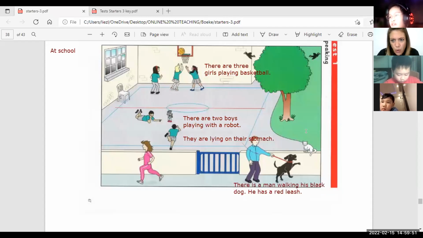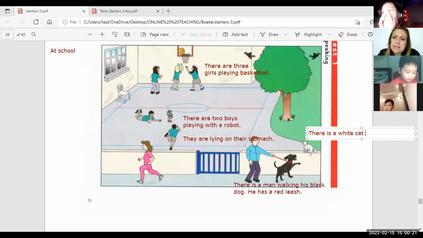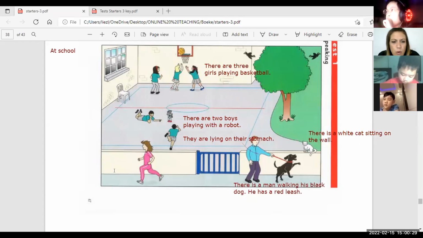Who is sitting on the wall? Tai, who's sitting on the wall? The cat is the one. What color is the cat? The cat is white. Okay. There is a white cat sitting on the wall.